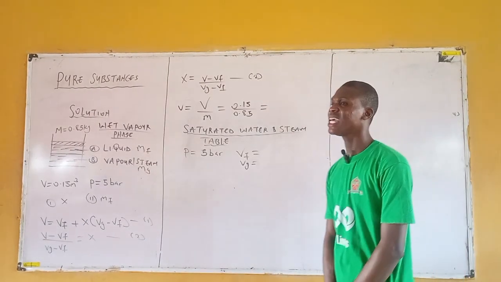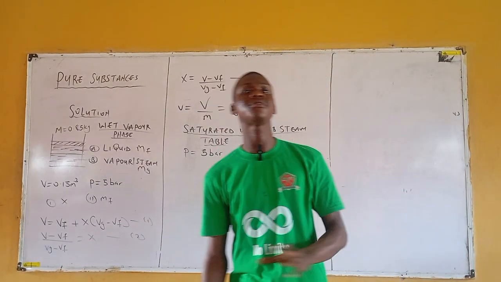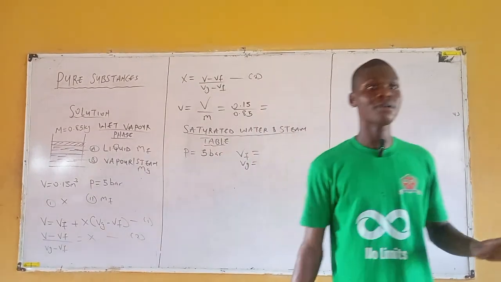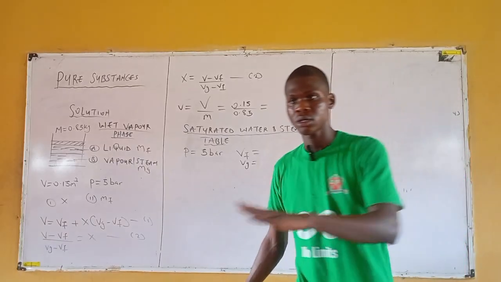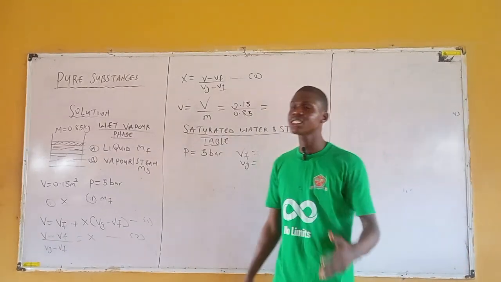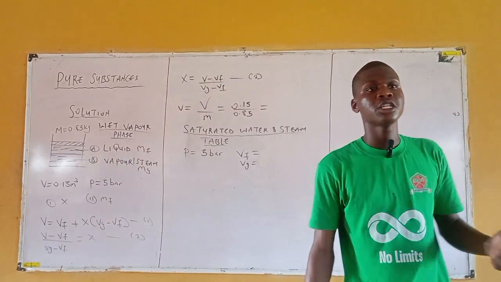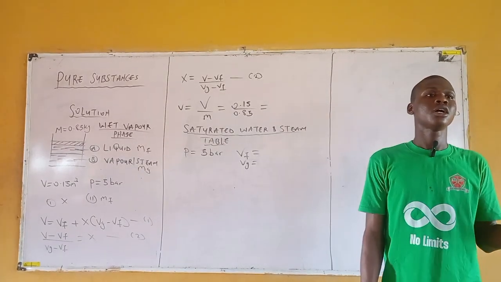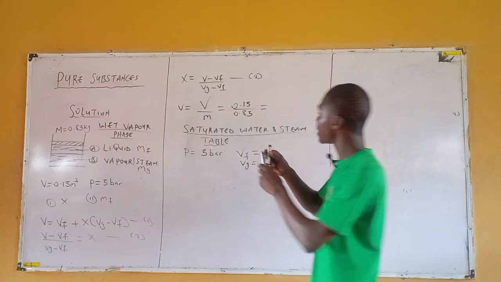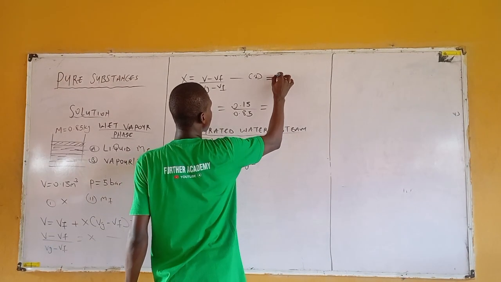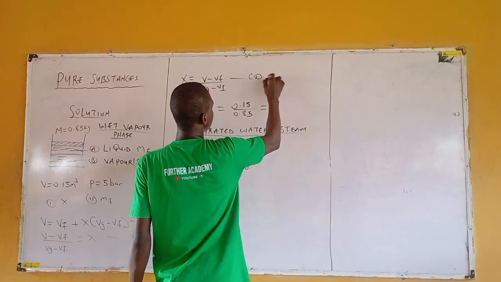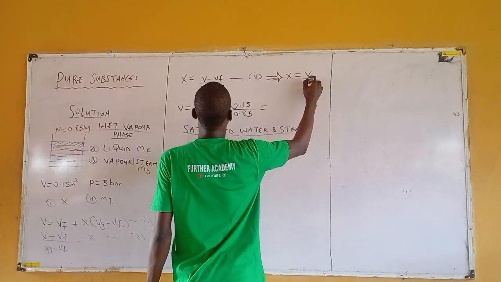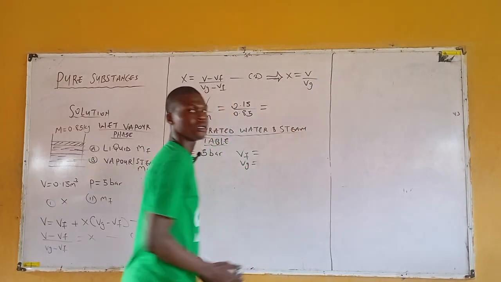The concept behind that is that, practically in real life, the value of vf is considered as 0. You understand? So say you are solving a question, if you use the value of vf as 0, you are still correct. So if vf is 0, equation 2 implies x equals v all divided by vg.